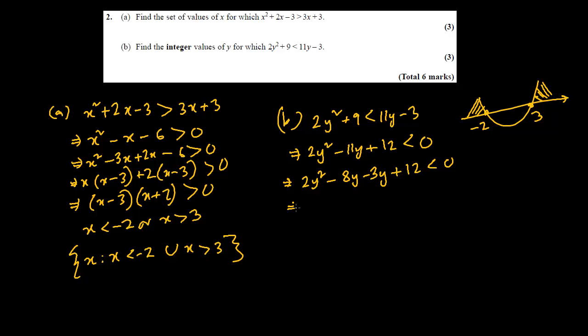If we take 2y common, it would be y minus 4. If you take minus 3 common, it would be y minus 4 less than 0.